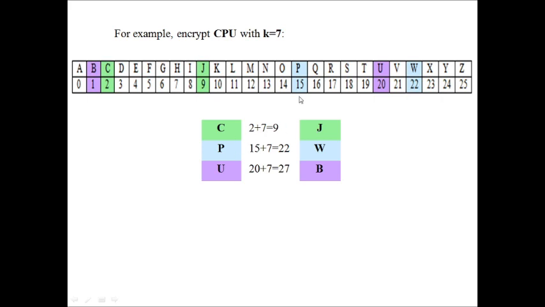P. Its number is 15. 15 plus 7 is equal to 22. 22 corresponds to the letter W. P is substituted by W. U. Its number is 20. Add 7 to 20. It is equal to 27. So 25 and two letters from the beginning of the alphabet. It is B, so U is substituted by B.